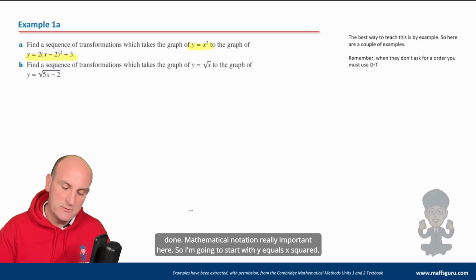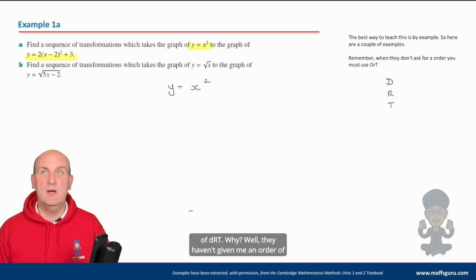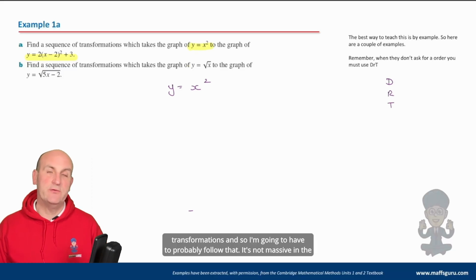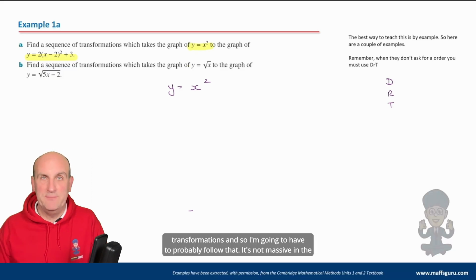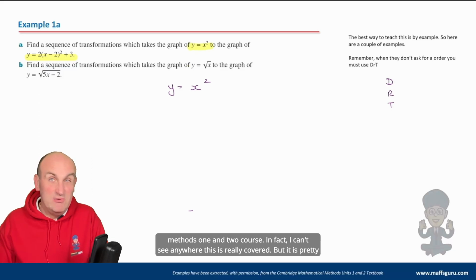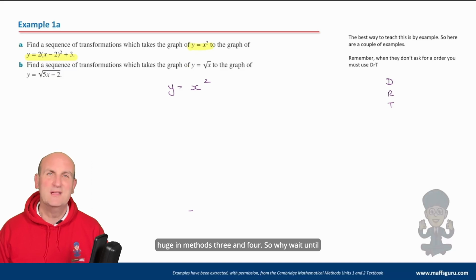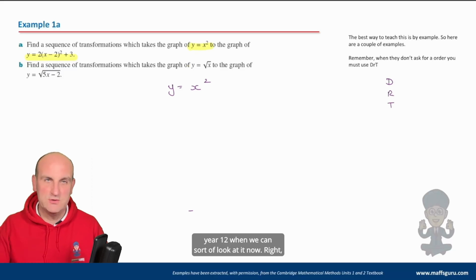So I'm going to start with y equals x squared. Now, ultimately, we want to do things in the order of DRT. Why? Well, they haven't given me an order of transformations, and so I'm going to have to probably follow that. It's not massive in the Methods 1 and 2 course. In fact, I can't see anywhere this is really covered, but it is pretty huge in Methods 3 and 4. So why wait until year 12 when we can look at it now?